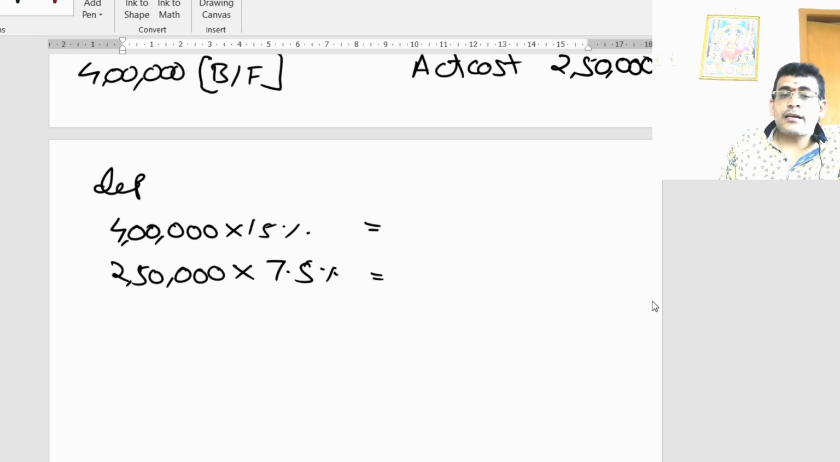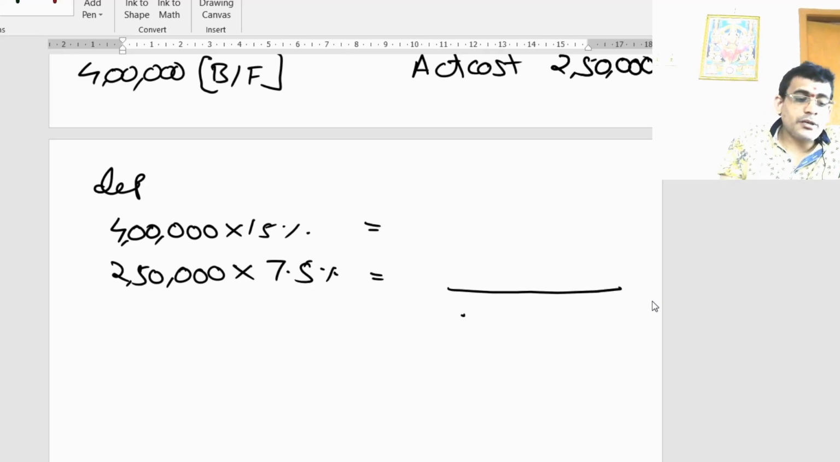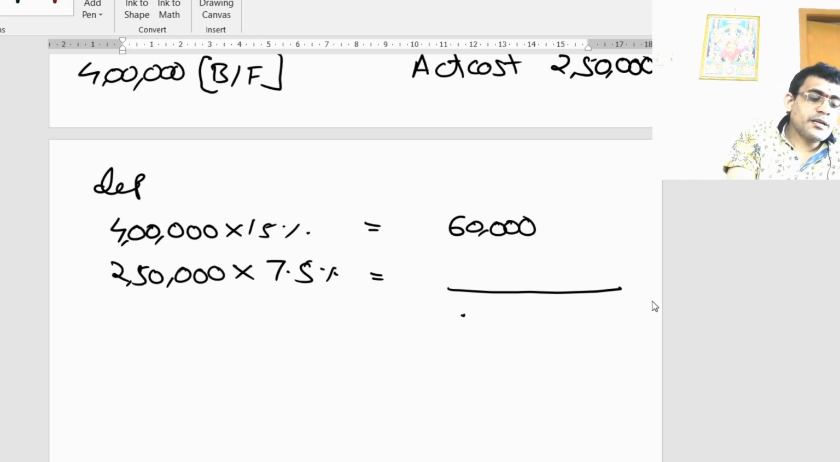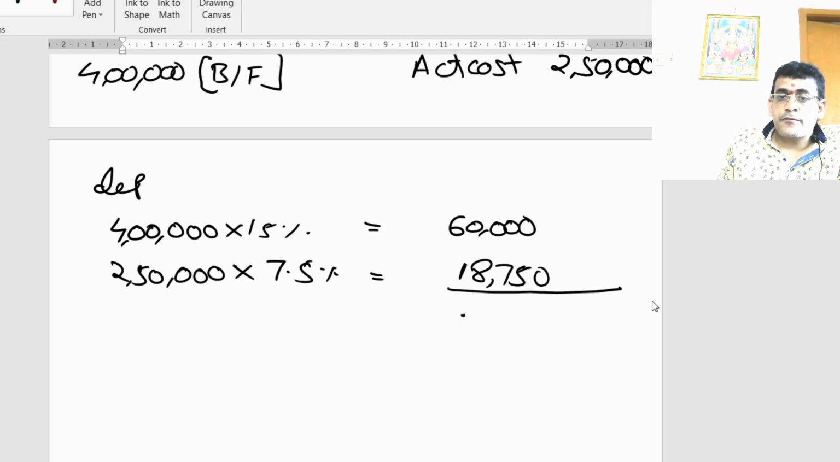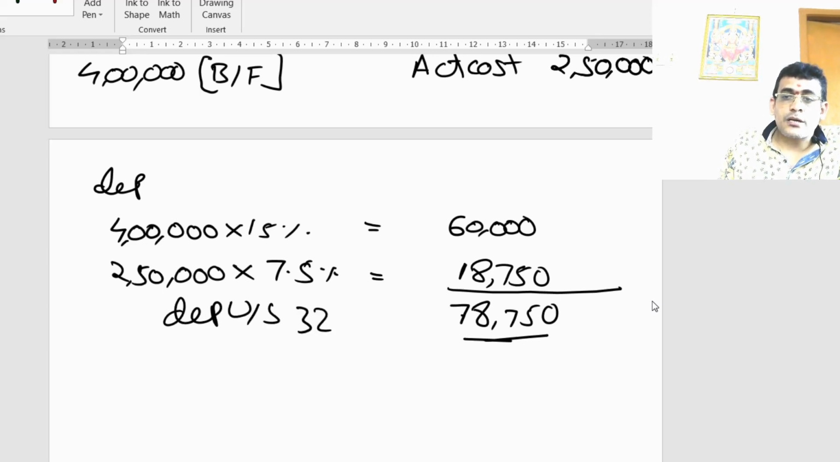Now let us quickly calculate and do the total of your depreciation there. 4 lakhs into 15% gives you 60,000. 2,50,000 into 7.5% is going to give you 18,750. What is the total? 78,750 is the total. So this is the total amount of depreciation under section 32.